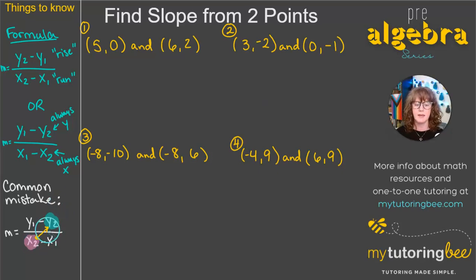But a common mistake that my students will make is they'll start with y1 and they'll subtract y2 and then they'll switch it up and do x2 minus x1, and that's not going to give us the correct slope if we switch any of those around.